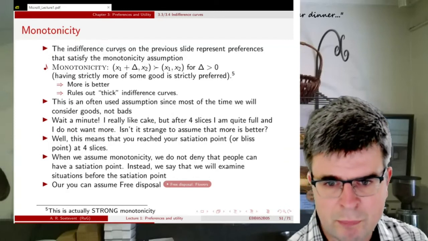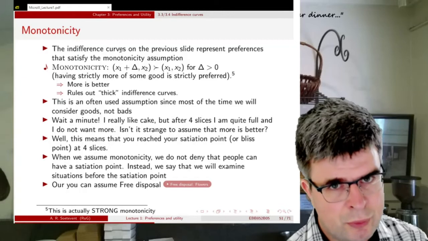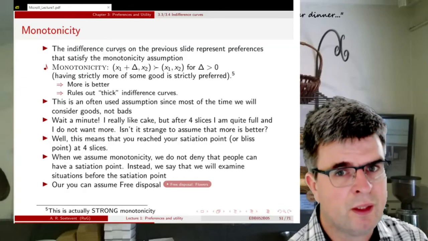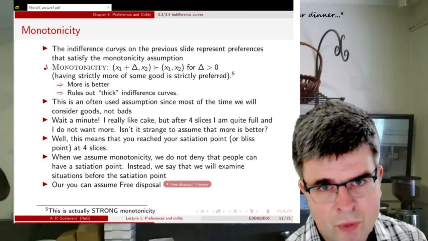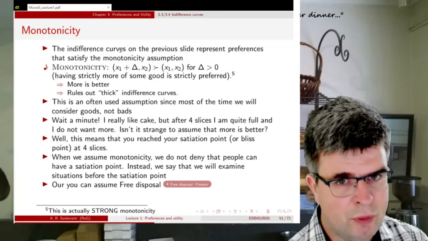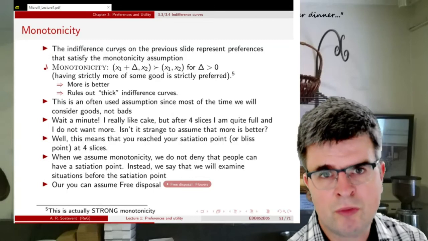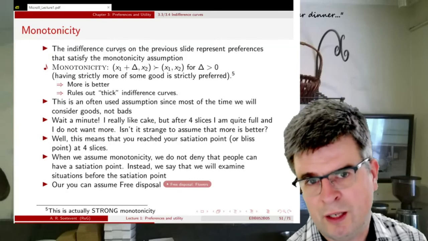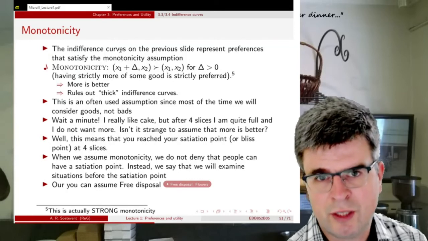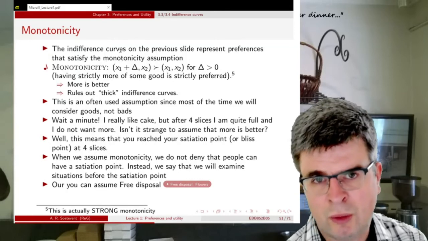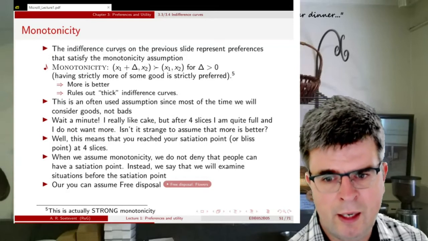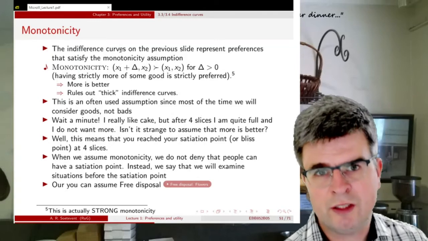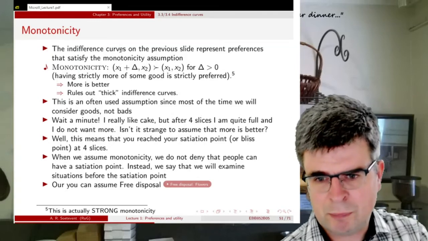That will get rid of the problem. Another solution is to assume that there is free disposal. Suppose that you are served more than 4 slices of cake and you're not willing to eat more than 4 slices of cake. If there's free disposal, you assume that you can get rid of the additional slices of cake without any cost of effort.